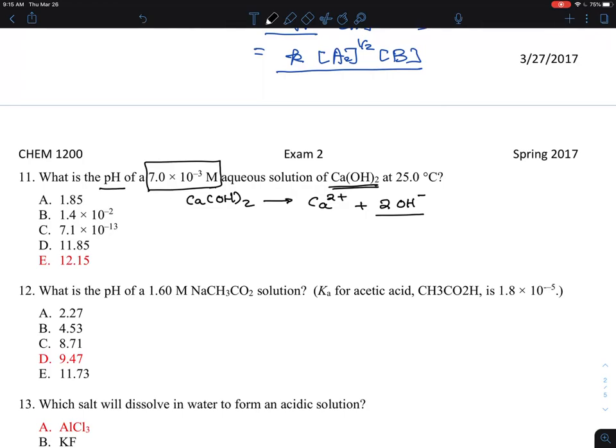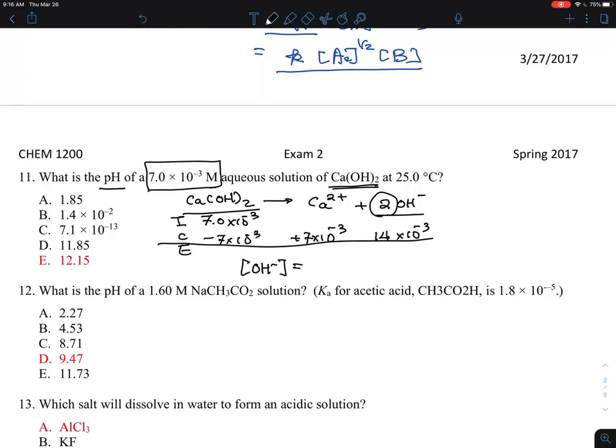So therefore, if you have 7.0 times 10 to the minus 3 molar, and you use them all, right? I mean, somebody can do this with an ICE table, but you don't have to do that. The concept is simple. You use all of them, and you're going to generate the same amount, 7.0 times 10 to the minus 3, of calcium. But for OH minus, you're going to have 14 times 10 to the minus 3, which is twice the original concentration, right? So therefore, the concentration of OH minus is actually 14 times 10 to the minus 3.